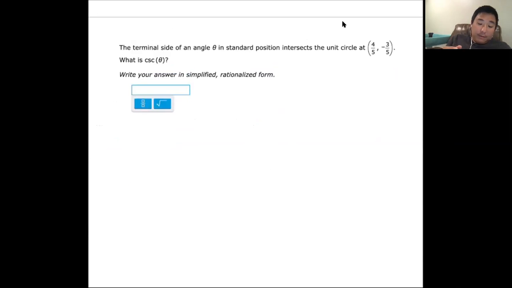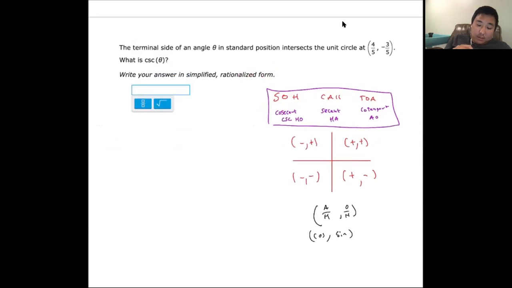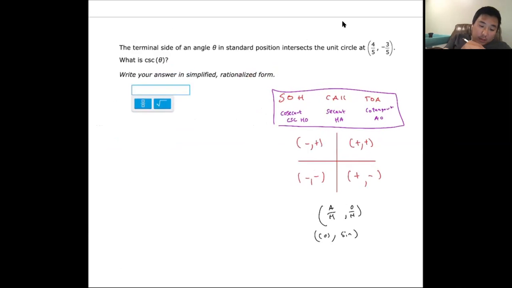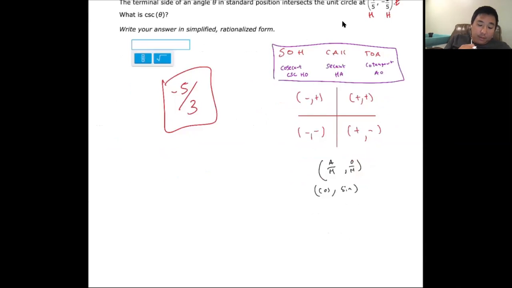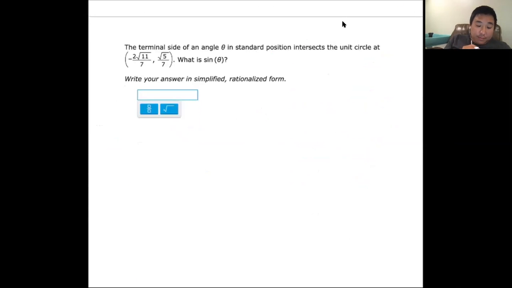The terminal side of the angle is there, and the cosecant, let me paste this. So this is A, H, O, H. Cosecant is just H over O, which is that one flipped. So negative 5 over 3. What is the sine? Sine is always the second one. So square root 5 over 7.